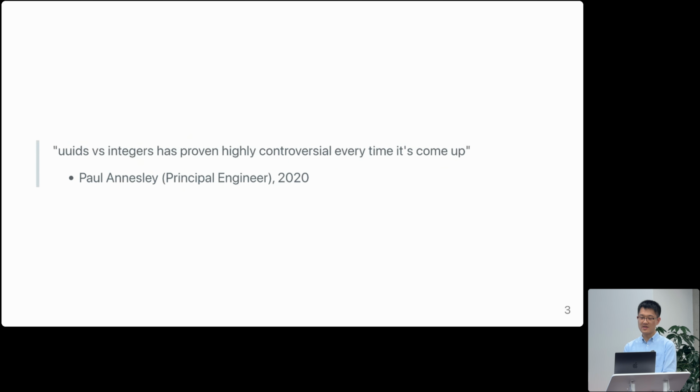Database IDs have been quite controversial, maybe pre-2024. This is a quote from one of our principal engineers, Paul. Internally at Buildkite, I'm going to spoil a few things, but yeah, we had a lot of discussions internally about should we use integers, should we use UUIDs, and so this talk is quite interesting for me.